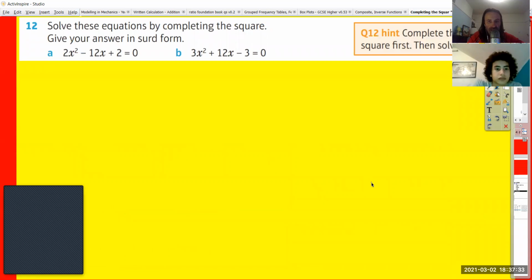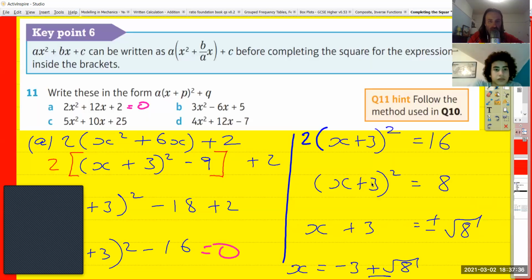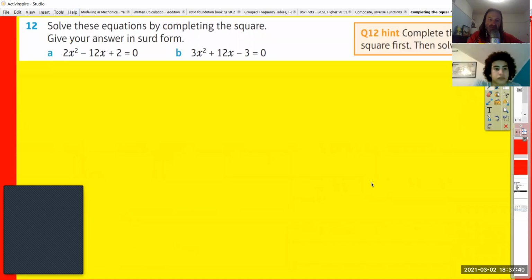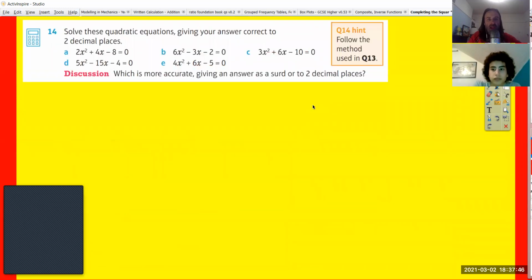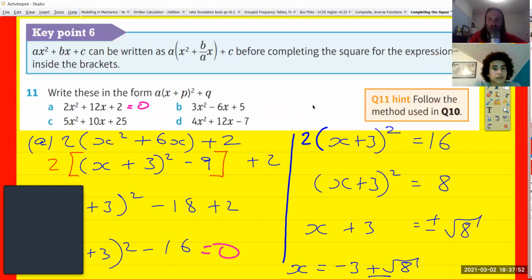Is it worth doing B? Probably not. You just put it into completed square form the way you did, and then make it equal to 0 and solve it. I think you'll be fine for B. Don't think it's any harder. Let's see. Solve these quadratics. Give your answer to 2 decimal places. How would you get this one to 2 decimal places?